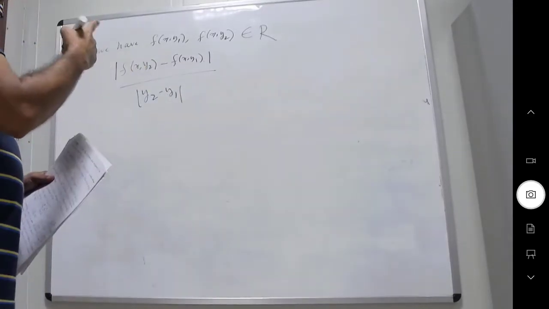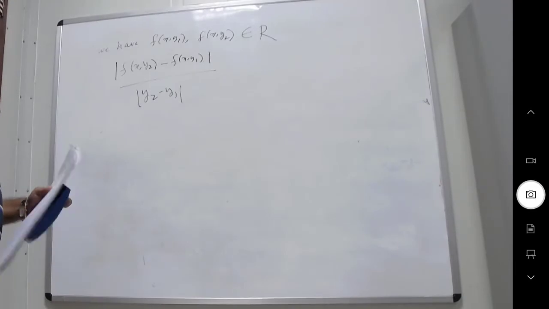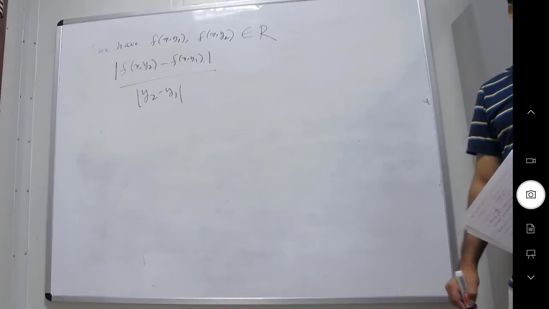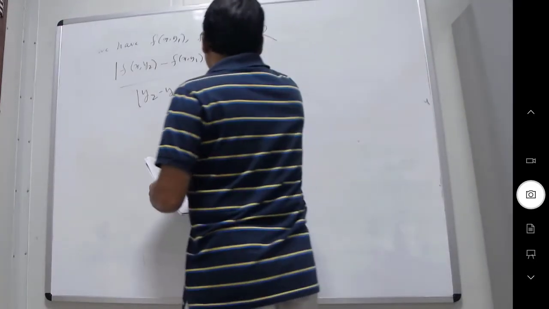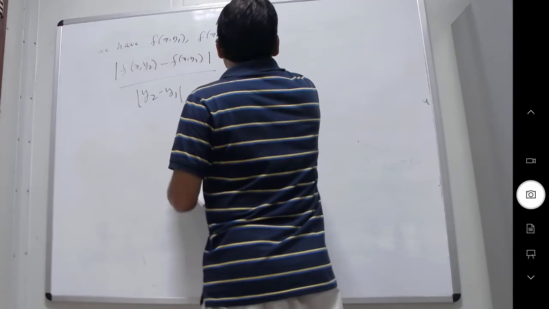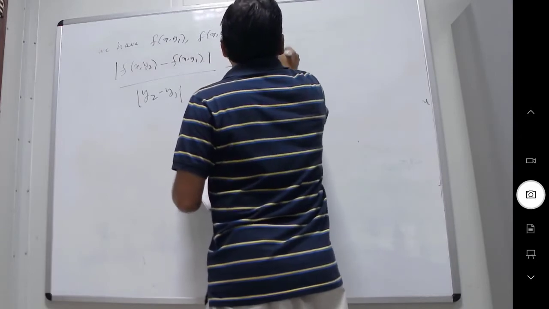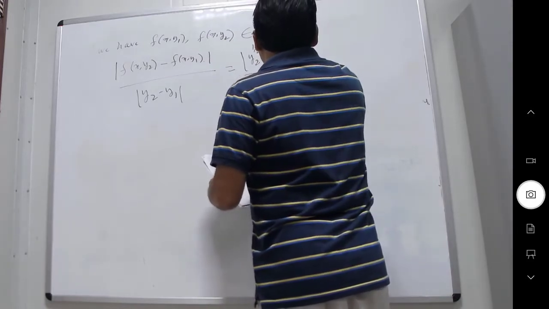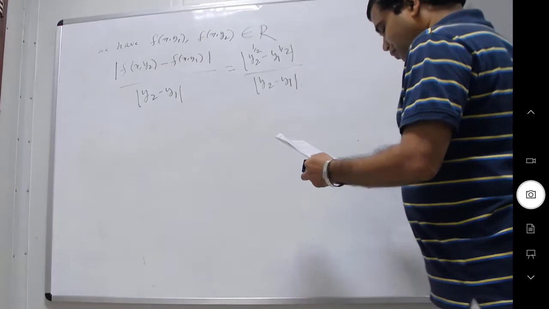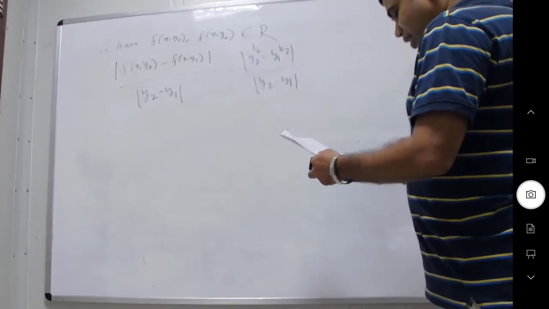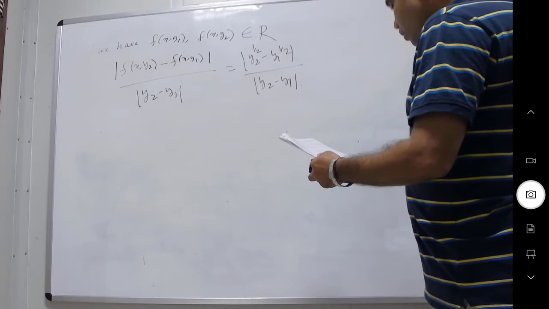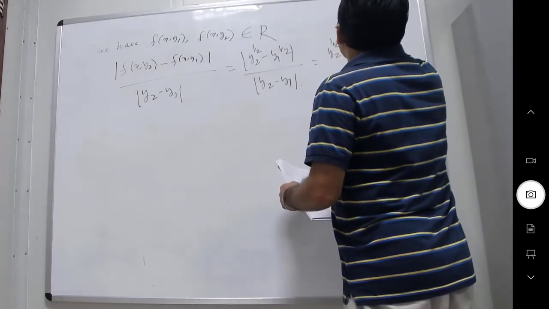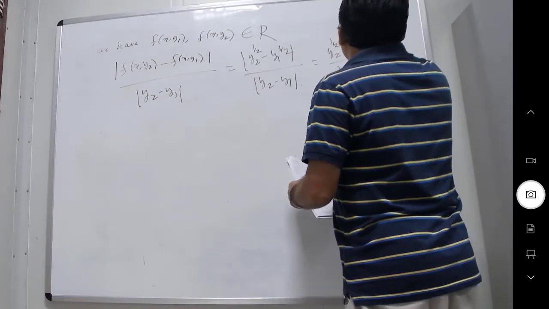Okay. If I show that it is less than or equal to M, then f satisfies the Lipschitz condition. Then I can tell that f satisfies the Lipschitz condition. Now this is equal to the absolute value of y2 to the power half minus y1 to the power half, divided by y2 minus y1. Now if you simplify that, this is nothing but y2 to the power half minus y1 to the power half over y2 minus y1.